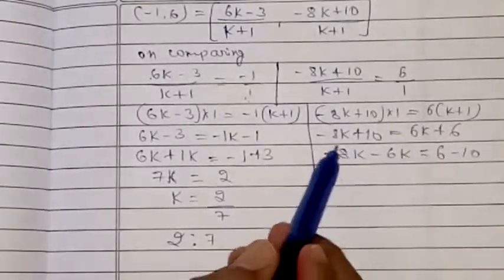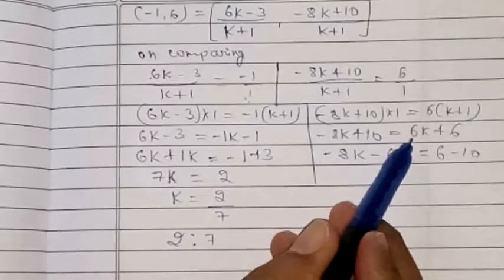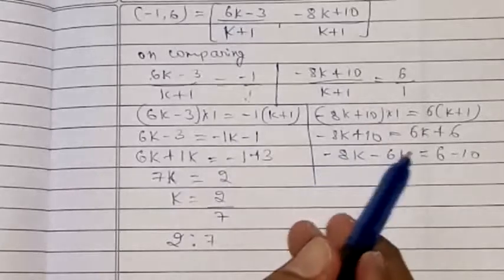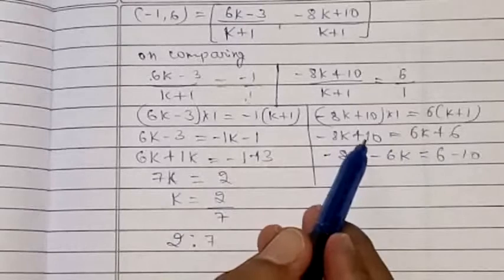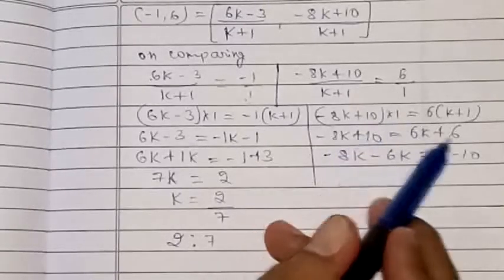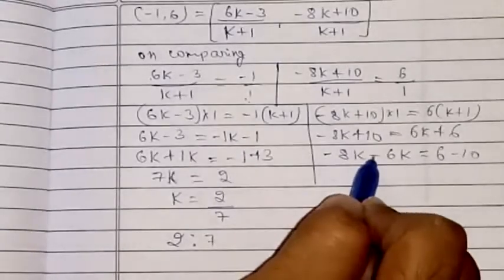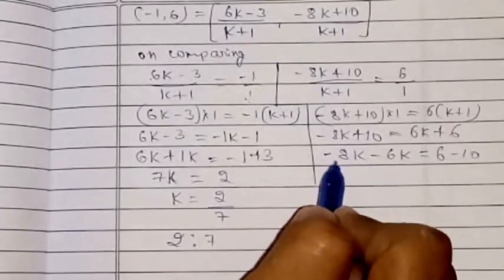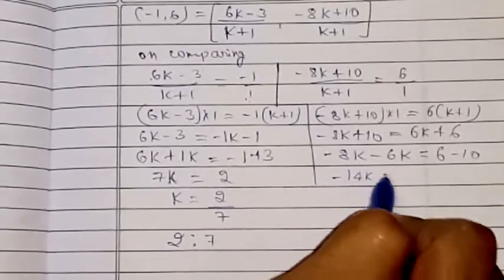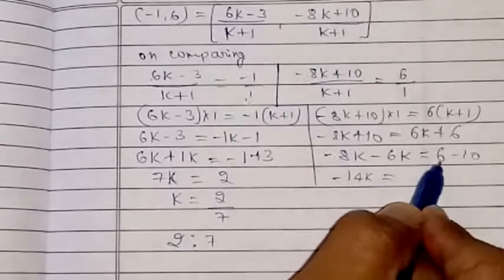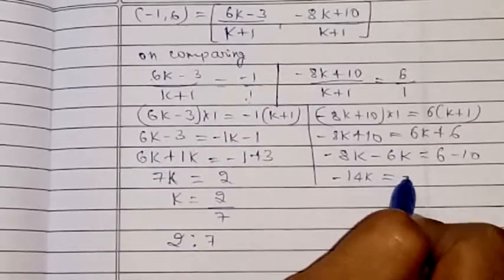Again I'll say, minus 8k will be there as usual, and send the 6k to the left hand side. If you send 6k to the left hand side it will become minus 6k, and plus 6 as usual will be there. Now send plus 10 to the right hand side. So if you send plus 10 to the right hand side it will become minus 10. Now subtract or add? So minus into minus will be plus. So therefore you need to add. So minus 8k minus 6k is nothing but minus 14k. That's equals to, here 6 minus 10 is nothing but 4. Right? So nothing but minus 4.